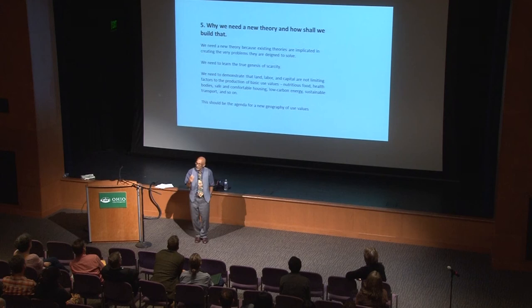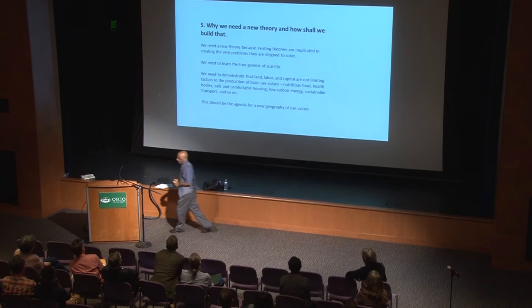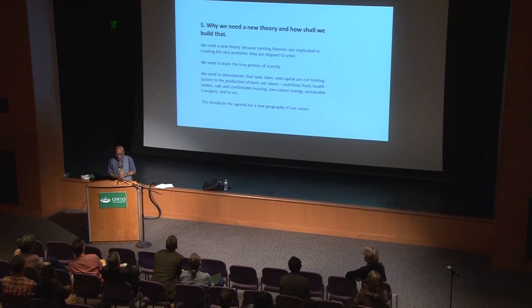If we can show that even at very modest levels of capital, we can live better lives. Indeed, there is a science right here in the US right now that shows that. We got to learn that, we got to teach that, we got to popularize that. And we have to get that into the curriculum. So it's about basic use values: nutritious food, healthy bodies, safe and comfortable housing, low carbon energy, sustainable transport, and that's the agenda as far as I'm concerned, for a new curriculum, for a new science.